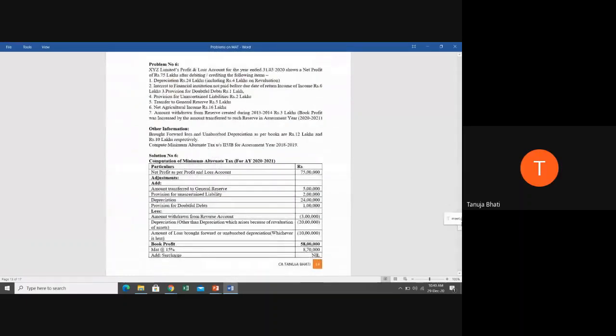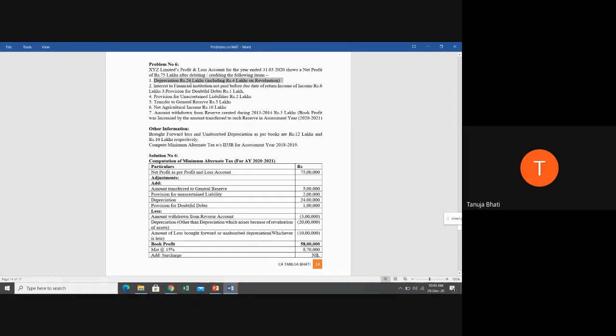Okay. Now let us see problem number 6. Again in problem number 6, they are asking us to compute the tax as per MAT provisions. So again for that we have to calculate the book profit. So XYZ Limited profit and loss account for the year ended 31/3/2020 shows a net profit of 75 lakhs. So we are going to start our calculation with net profit as per P&L account 75 lakhs after debiting and crediting the following items. So now you all are going to answer, students.